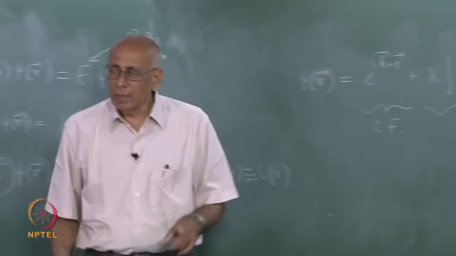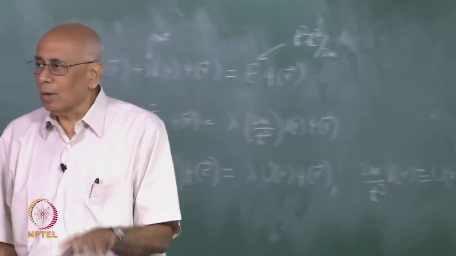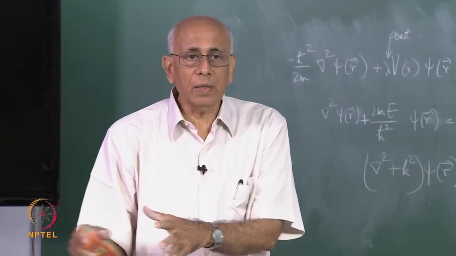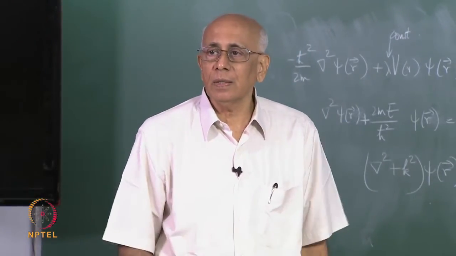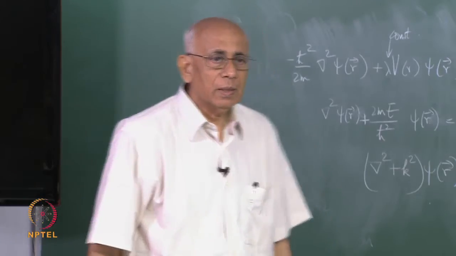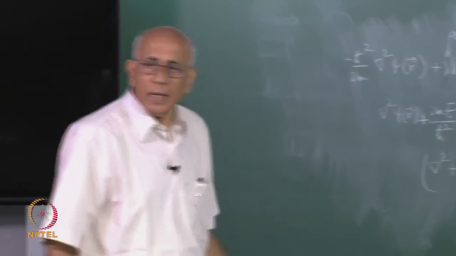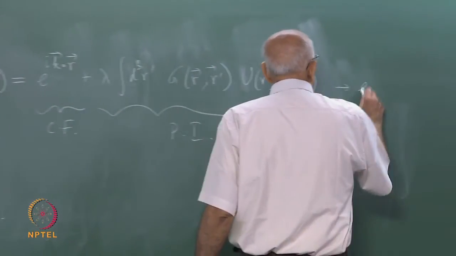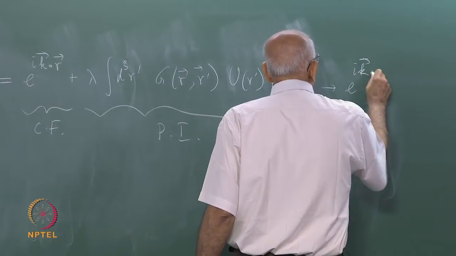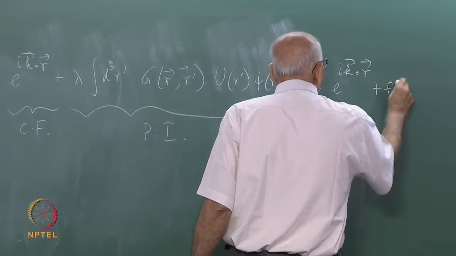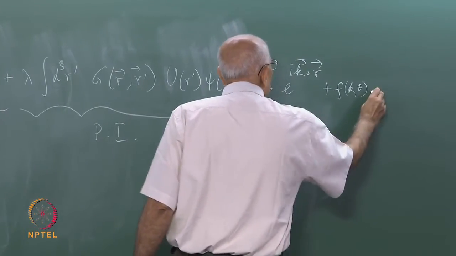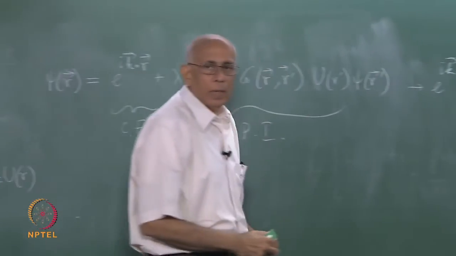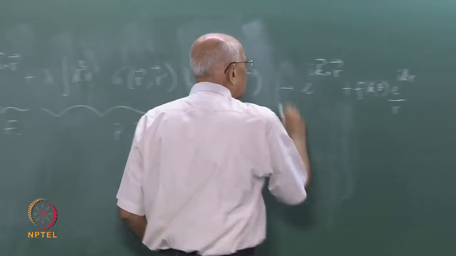As I have explained earlier, the purpose of adding a certain amount of the complementary function to the particular integral is to ensure that the function satisfies the specified boundary condition. My boundary condition is that asymptotically this had better go like e to the i k dot r plus f of k comma theta e to the i k r over r. It should go in this fashion.